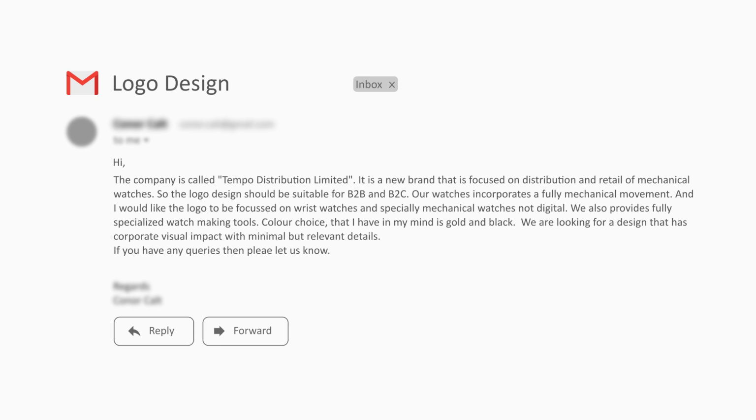So the major points that I extracted from this brief, first of all, it's the name of the company, or you can say the name of the logo, which is Tempo Distribution Limited. And the second one is that they are focused on distribution and retail of mechanical watches. And the third one is that they are focused on wrist watches which have mechanical movement, not digital. And the fourth one is about color choice, which is gold and black.